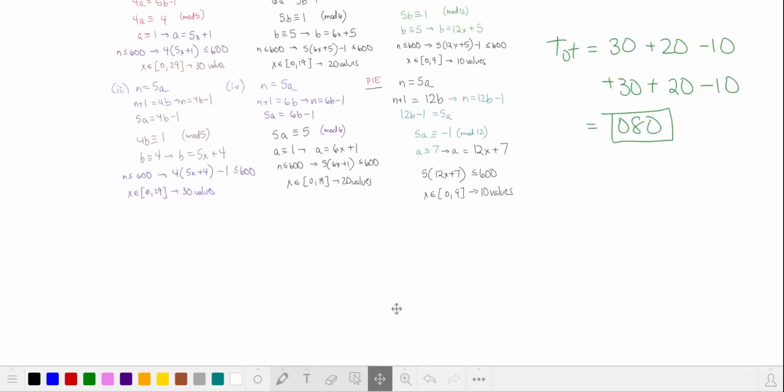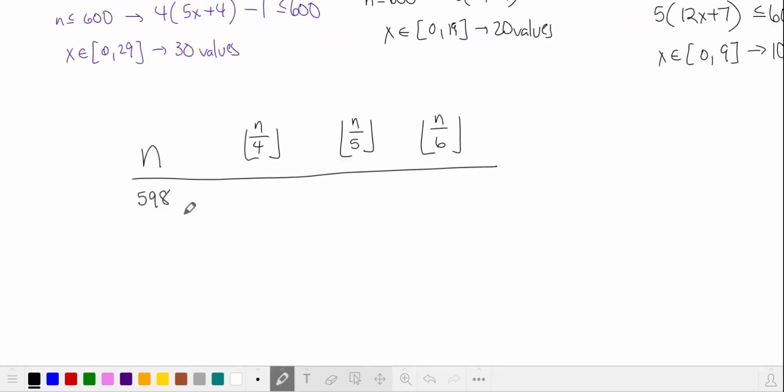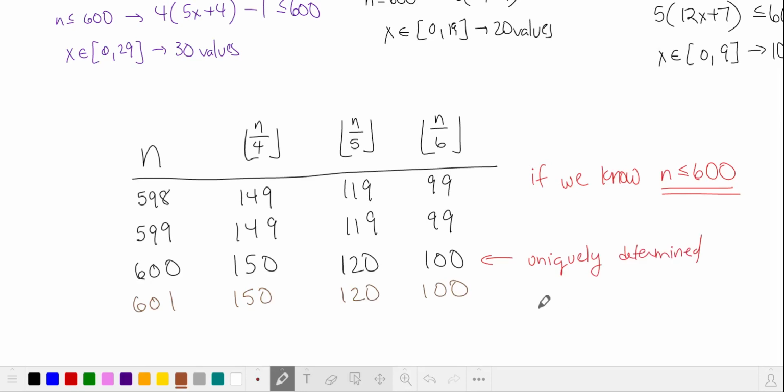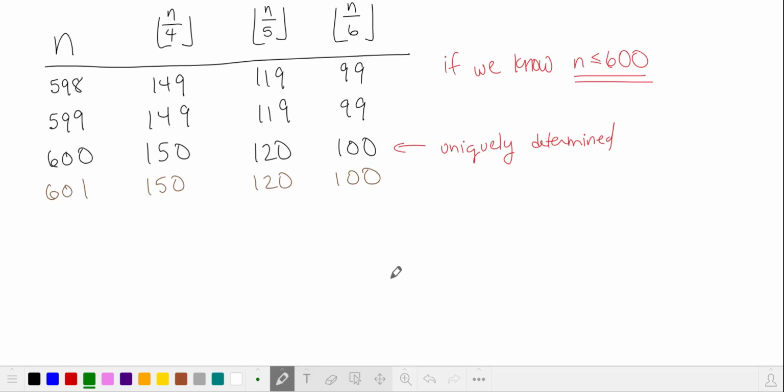There was one more disputed solution. We'll illustrate that here by looking at values of n around 600. When we get to n equals 600, it's a multiple of 4, 5, and 6. So each of these floor functions increases. If we're restricting ourselves to n less than or equal to 600, at this point we could say that 600 is uniquely determined, but it is not uniquely determined for all positive integers. The MAA decided that the problem statement was ambiguous, so they accepted that 600 could also be uniquely determined, adding 1 to our previous solution. So these were the 2 acceptable answers to this problem.